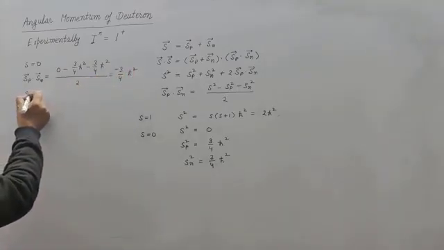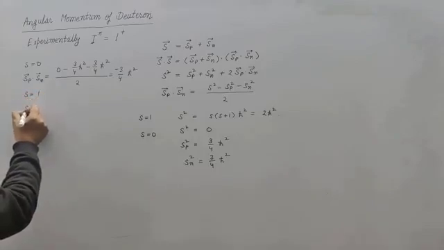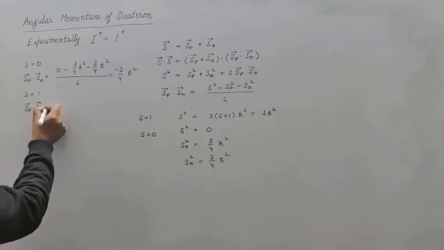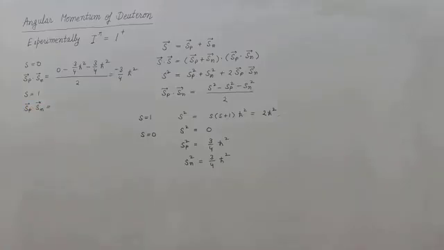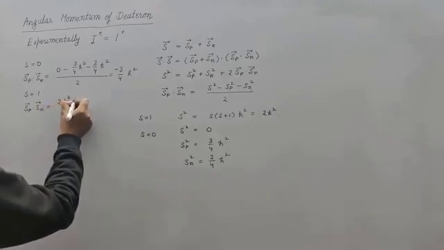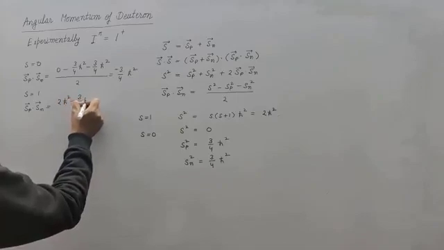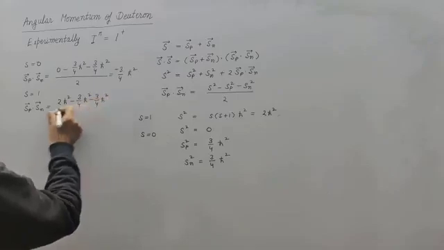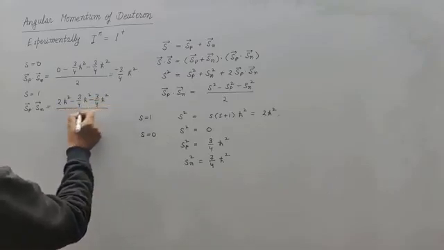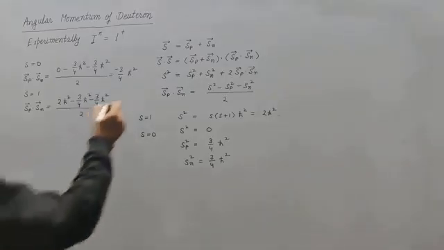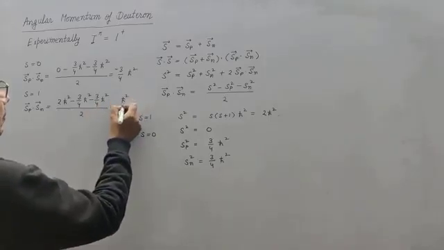Now calculate for S equal to 1. What will be the value of Sp dot Sn? Its value will be equal to 2ħ² minus 3/4 ħ² minus 3/4 ħ², divided by 2. So what will be its value? Calculate this. This will be ħ²/4.